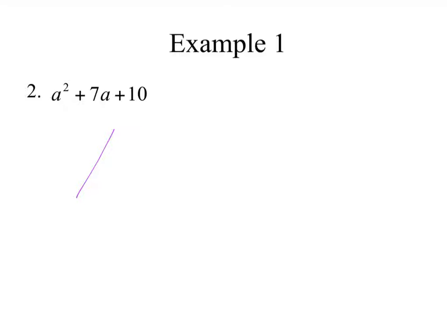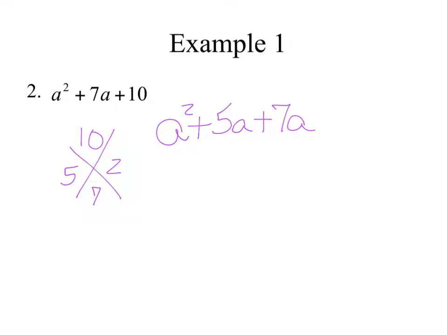So there's nothing to GCF out. 10 times 1 gives me 10 on the top, 7 on the bottom. 5 and 2 multiply to give me 10, but add to get me 7. Pulling them out, a squared plus 5a plus 7a. Oh, scratch that, 2a.